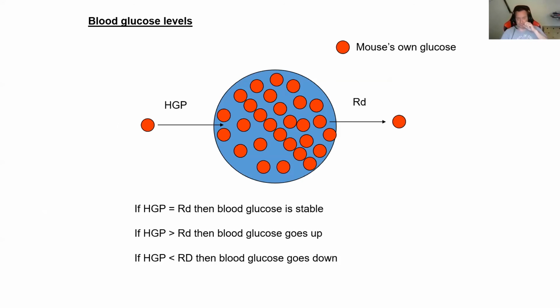Okay, so this is how tracing works in the context of clamps. We've got our blood glucose levels. We saw this earlier with our model of the GTT. We have hepatic glucose production in the fasted state. That is providing the glucose in the bloodstream, and then the RD is the removal. So if HGP equals RD, then blood glucose will be stable. If HGP is greater than RD, blood glucose goes up until we find a new steady state. And the converse, if HGP is less than RD, then blood glucose will go down until we reach a new steady state.